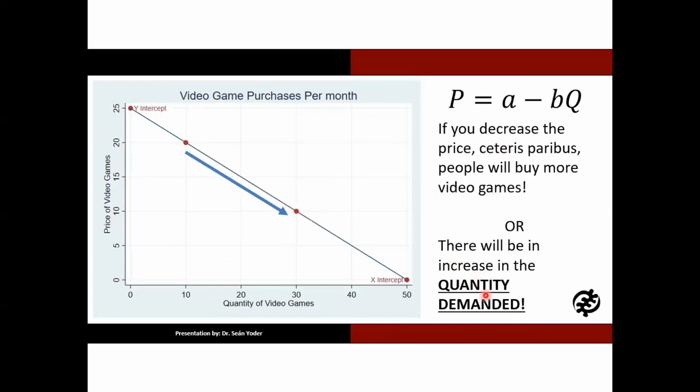Now be careful. We'll say this is an increase in quantity demanded. Well, Professor Yoder, you're moving down the graph. Why do you call it an increase? Well, remember, it's an increase in quantity. Quantity is not an up-down thing. It's a left-right. So we went from 10 to 30 because we moved to the right. That's an increase in quantity.